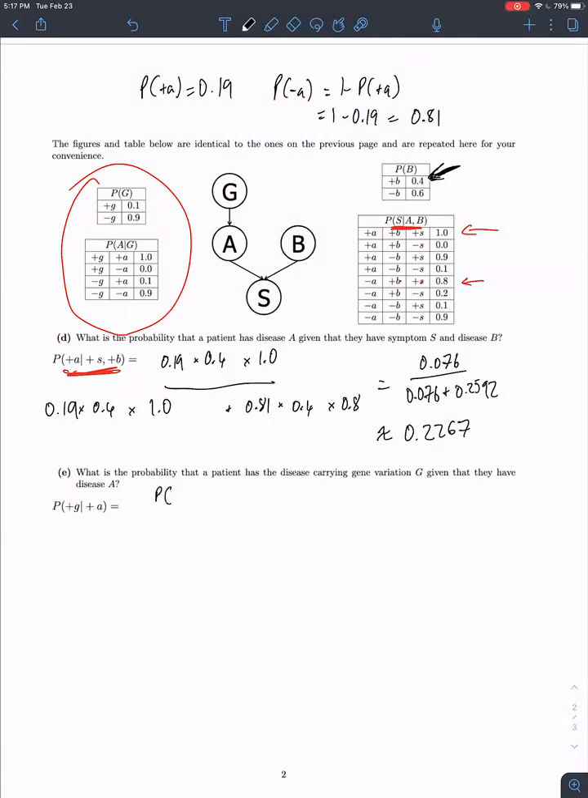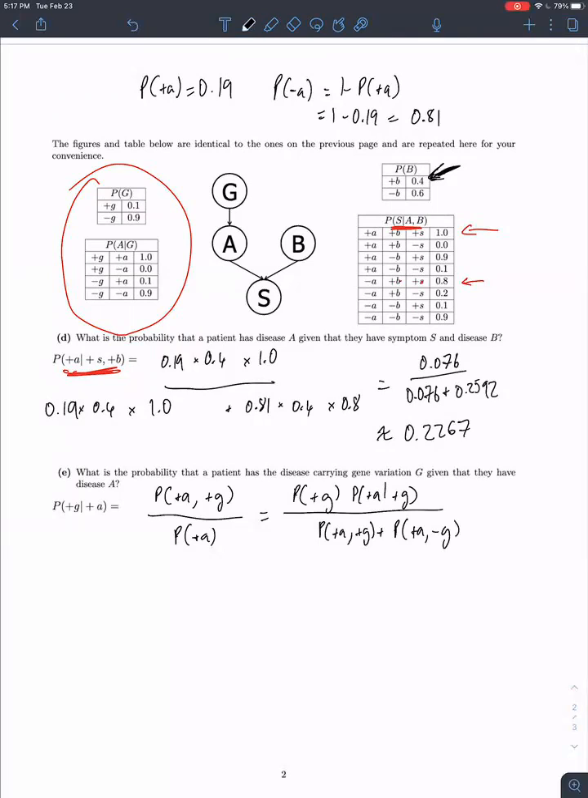probability that you're positive for A and that you're positive for G, divided by probability that you're positive for A, right? Well, that's equal to probability that you're positive for G times probability that you're positive for A, given that you're positive for G. And this bottom is probability that you're positive for A and positive for G, not times, plus rather, plus probability that you're positive for A and negative for G.